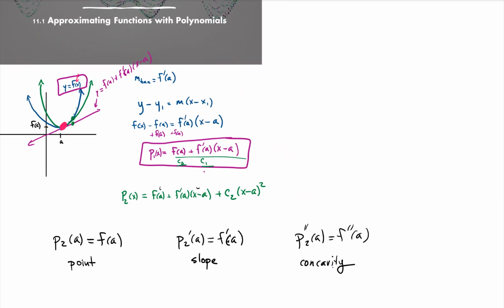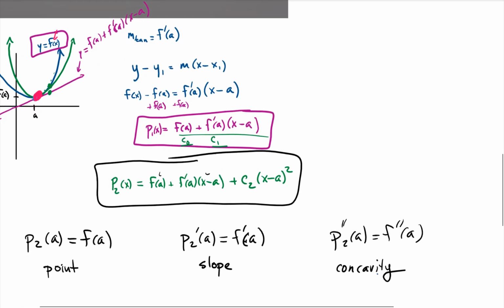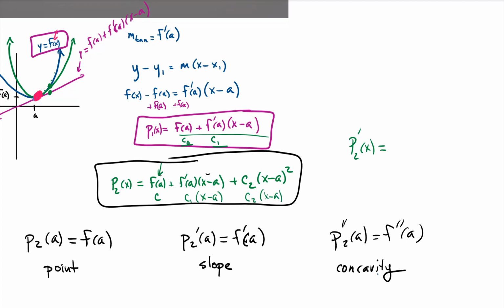Let's just take a derivative on this guy right here. So we're just going to move it aside, zoom in so we can see it, and ask, all right, what's P sub 2 prime of x? Well, we're going to lose our first term. That's just a constant. This is a constant times x minus a. This is another constant times x minus a squared.